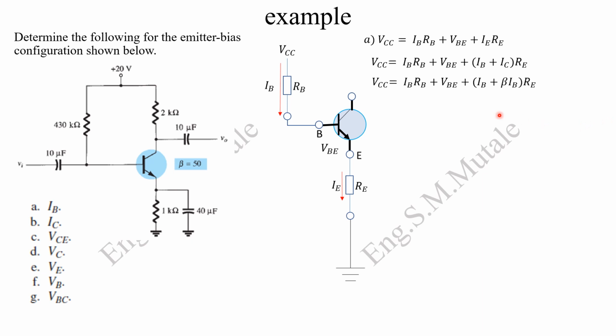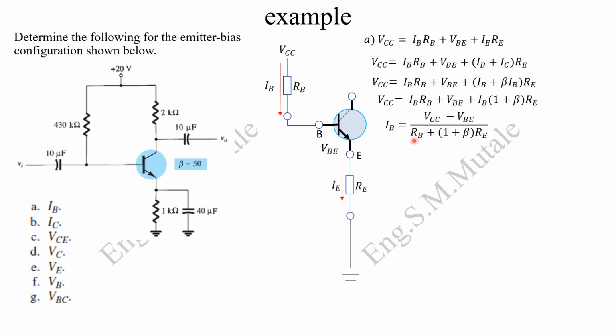So making IB the subject of the formula from this expression, this would further reduce to that. We've just factorized our IB there. Then making IB the subject of the formula, you're going to have that as the equation for IB. Then we have everything. Now we have VCC, which is 20. We have VBE, which is 0.7. I don't think it's a constant even if it's not given.